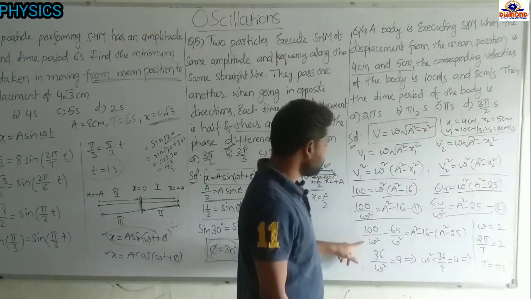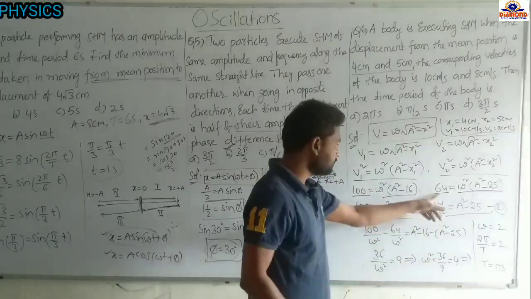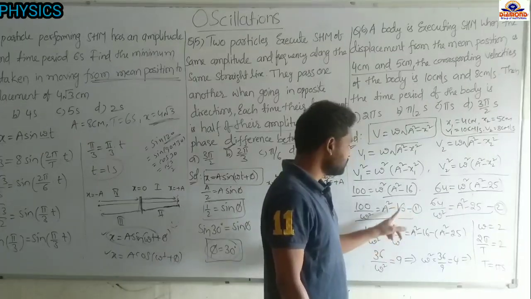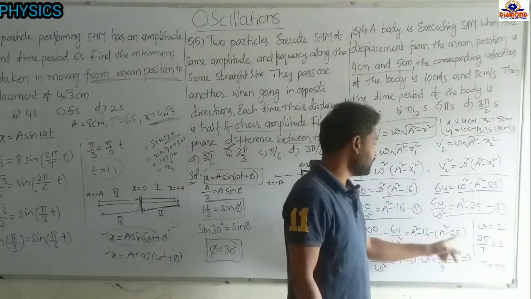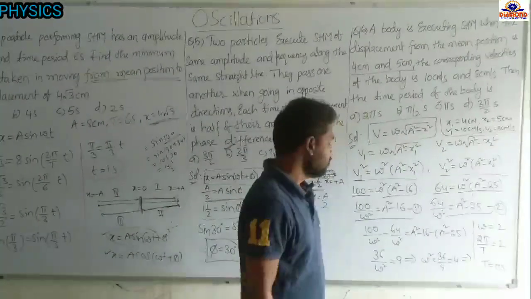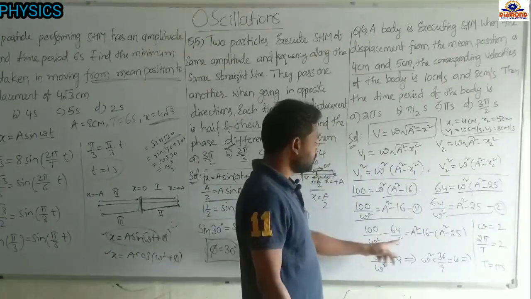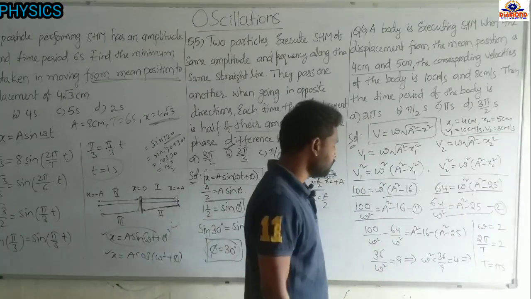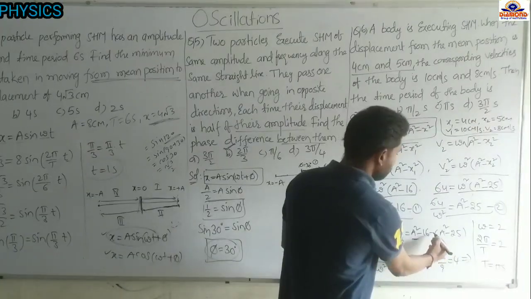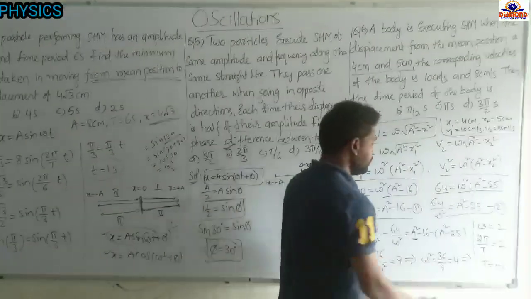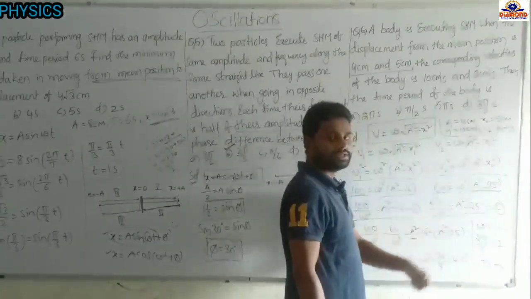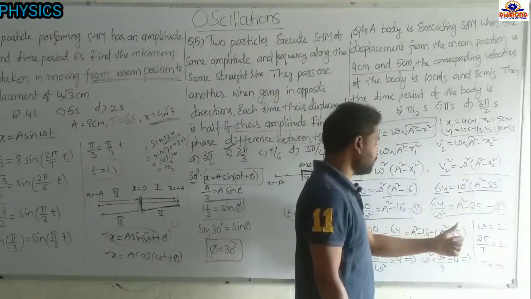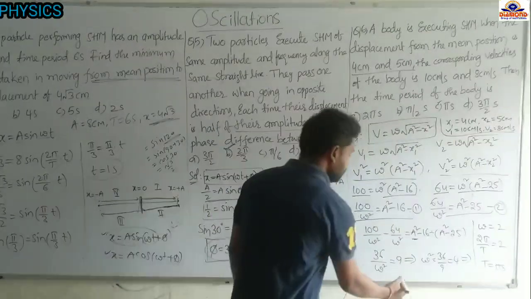So 100 by omega square minus 64 by omega square on the left side, equal to the right side, a square minus 16 minus a square minus 25. Subtracting. Okay, so here the denominators are the same. 100 minus 64 is nothing but 36. 36 by omega square equal to a square, multiplying the minus inside, minus a square, we will get a square minus a square cancelled out. So minus 16, and here minus into minus plus 25. 25 minus 16 is nothing but 9.